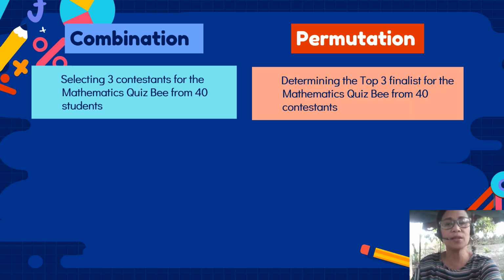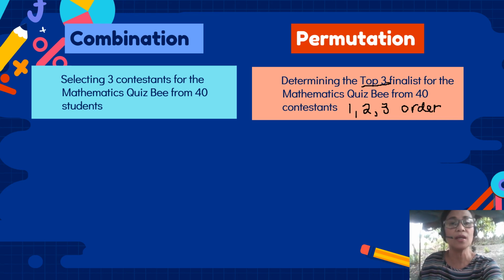But, determining the top 3 finalists for the mathematics quiz bee from 40 contestants. This is now permutation since you have the keywords top 3. So which means when you say top 3, you need the top 1, top 2, top 3. So there's already an order in choosing your objects.